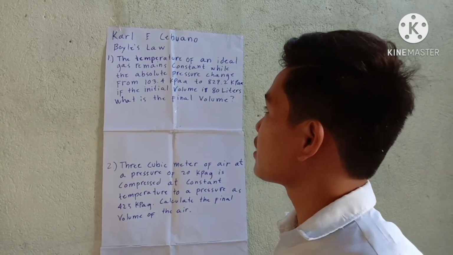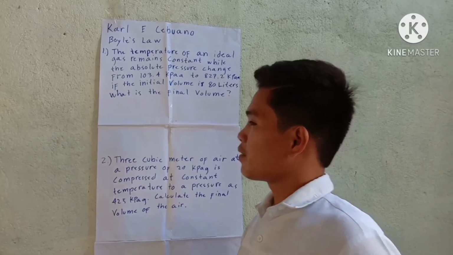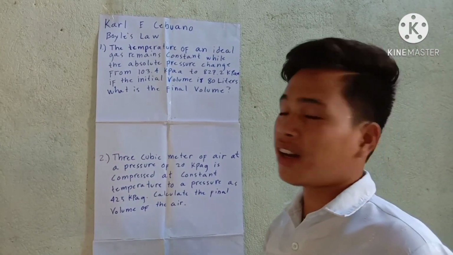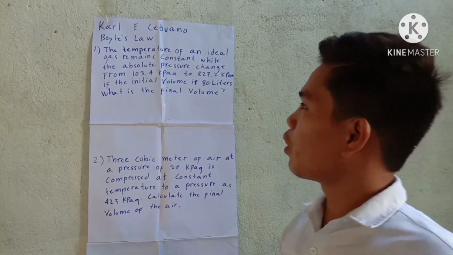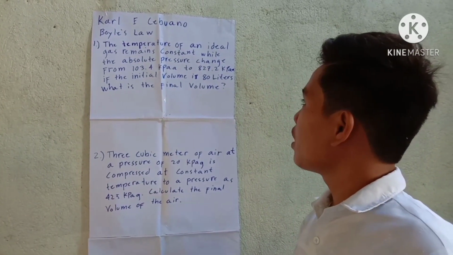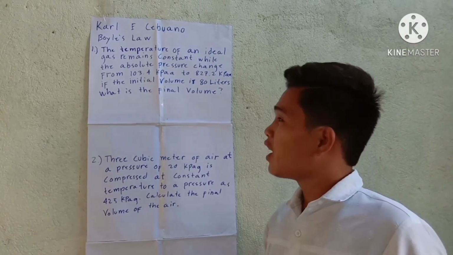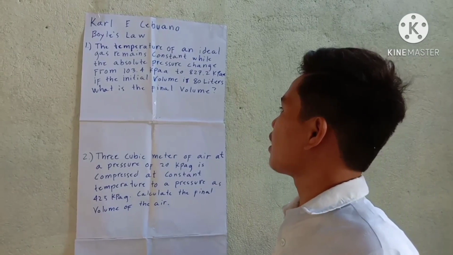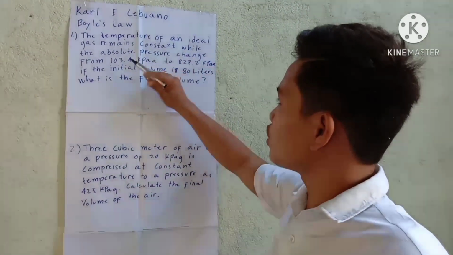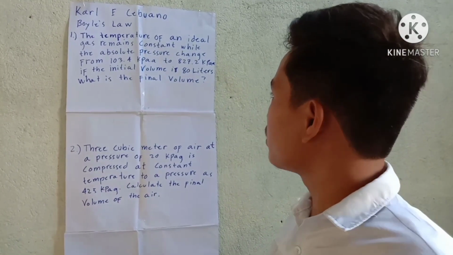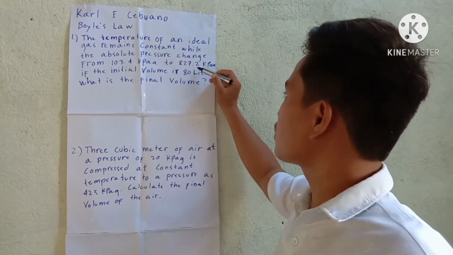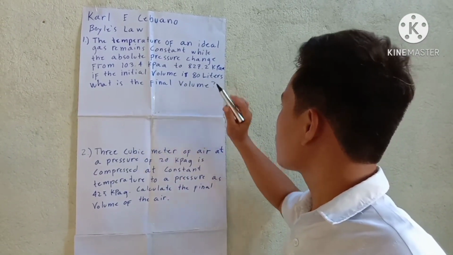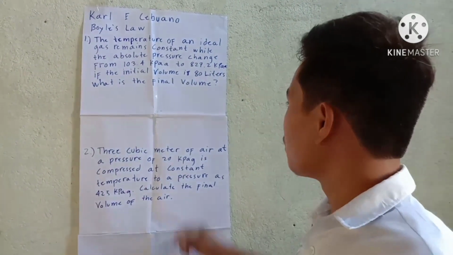So here is the example of Boyle's law. Problem number 1. The temperature of an ideal gas remains constant while the absolute pressure changes from 103.4 kPa absolute to 827.2 kPa absolute. If the initial volume is 80 liters, what is the final volume? So pressure 1 is given as 103.4, then pressure 2 is 827.2 kPa, then volume 1 is 80 liters. We need to find the volume 2.